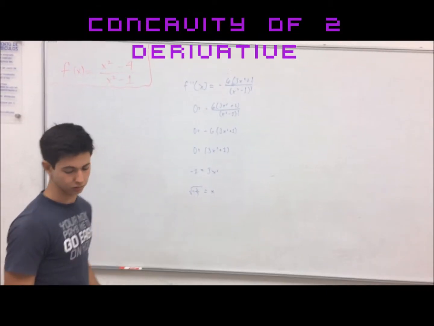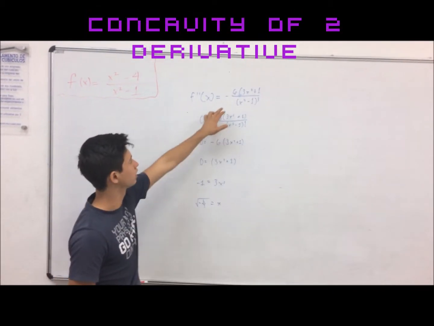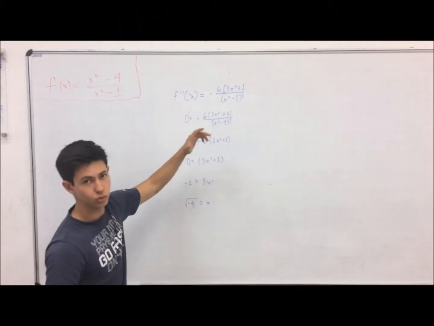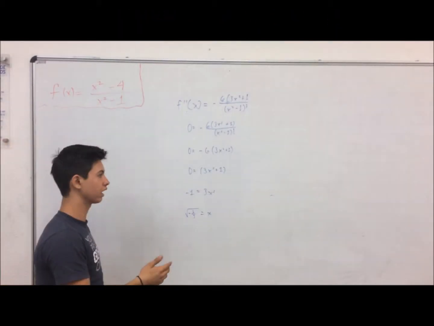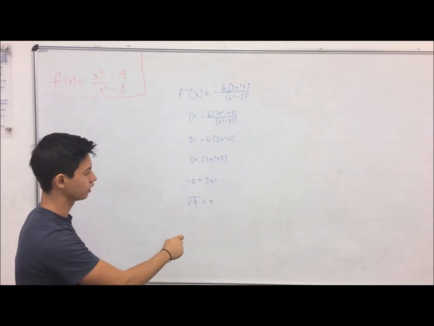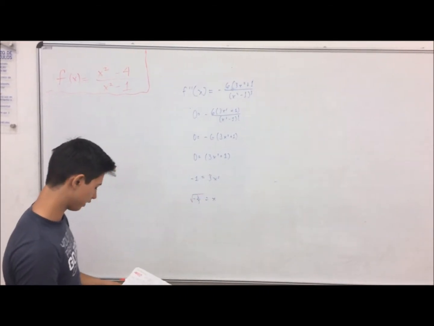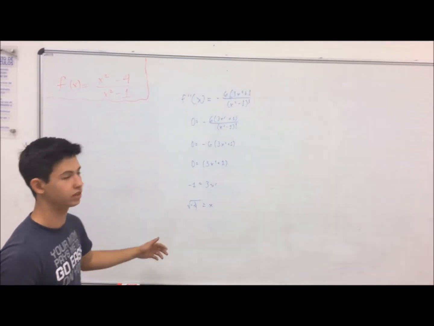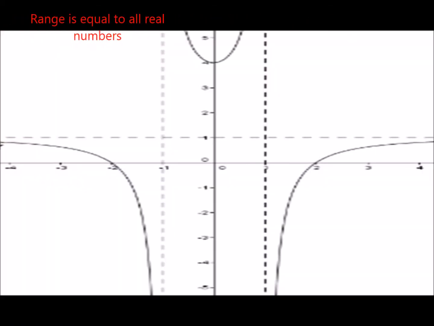So now we're going to do the concavity test of the second derivative, which we set equal to 0, and after which we cannot perform the concavity test because it's an imaginary root. So therefore, the concavity cannot be determined.